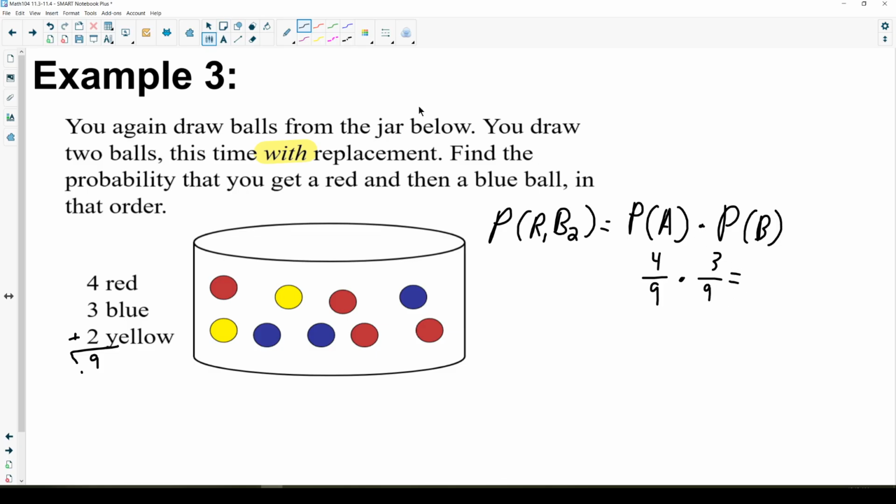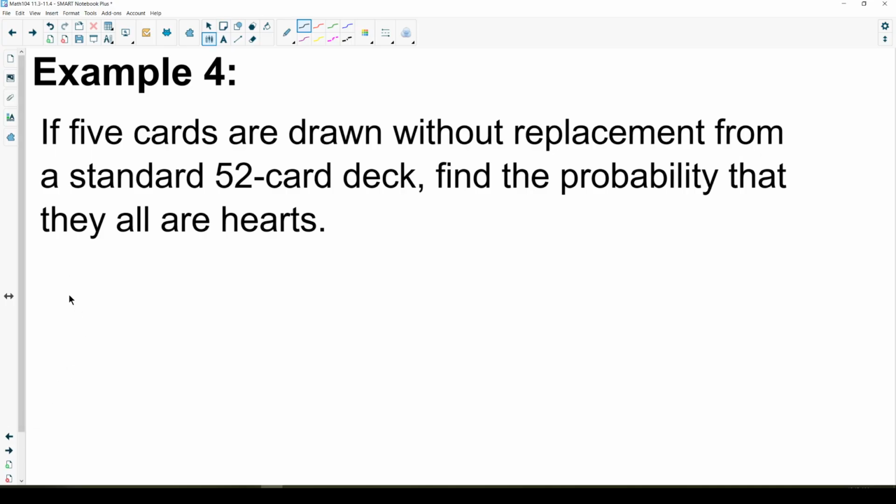I can multiply across. I note that 3 goes into 3 once and 9 3 times. 4 times 1 is 4. 3 times 9 is 27, and I can't reduce it any further. So just a few examples of independent events, with and without replacement. Let's take a look at another one.